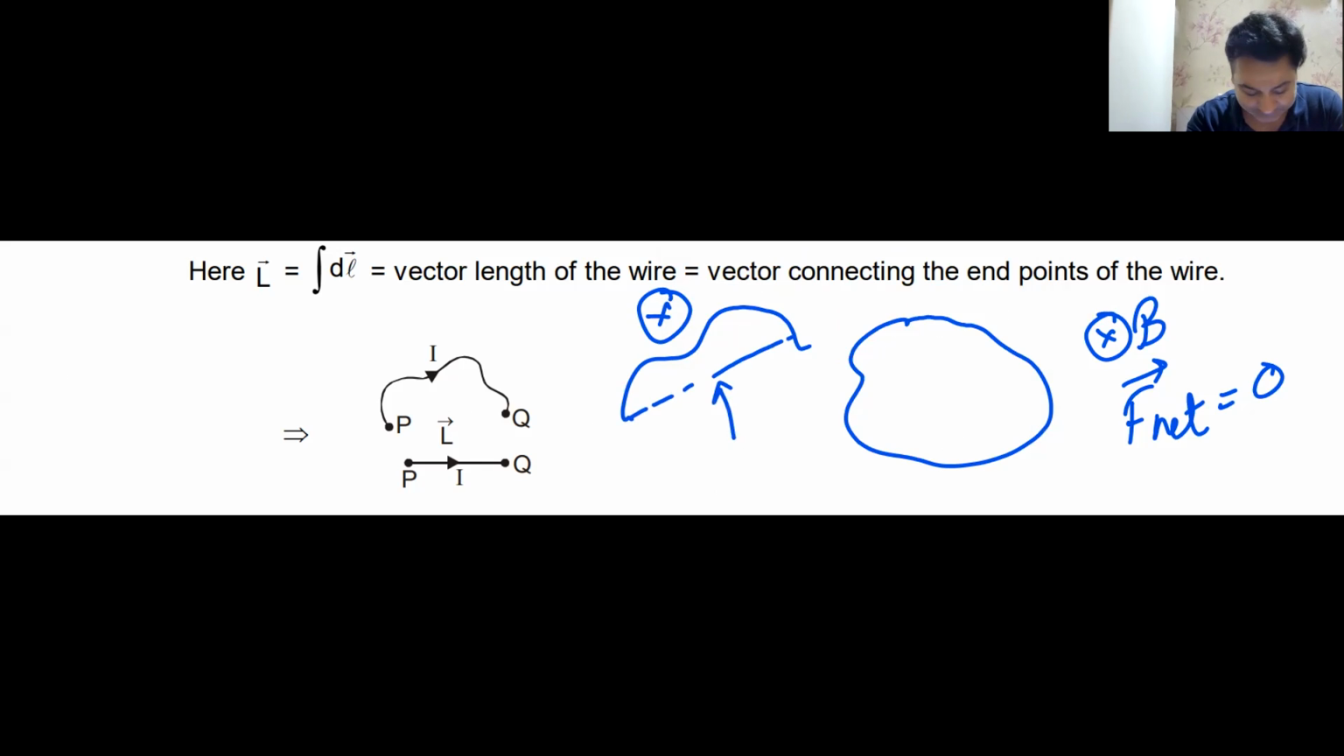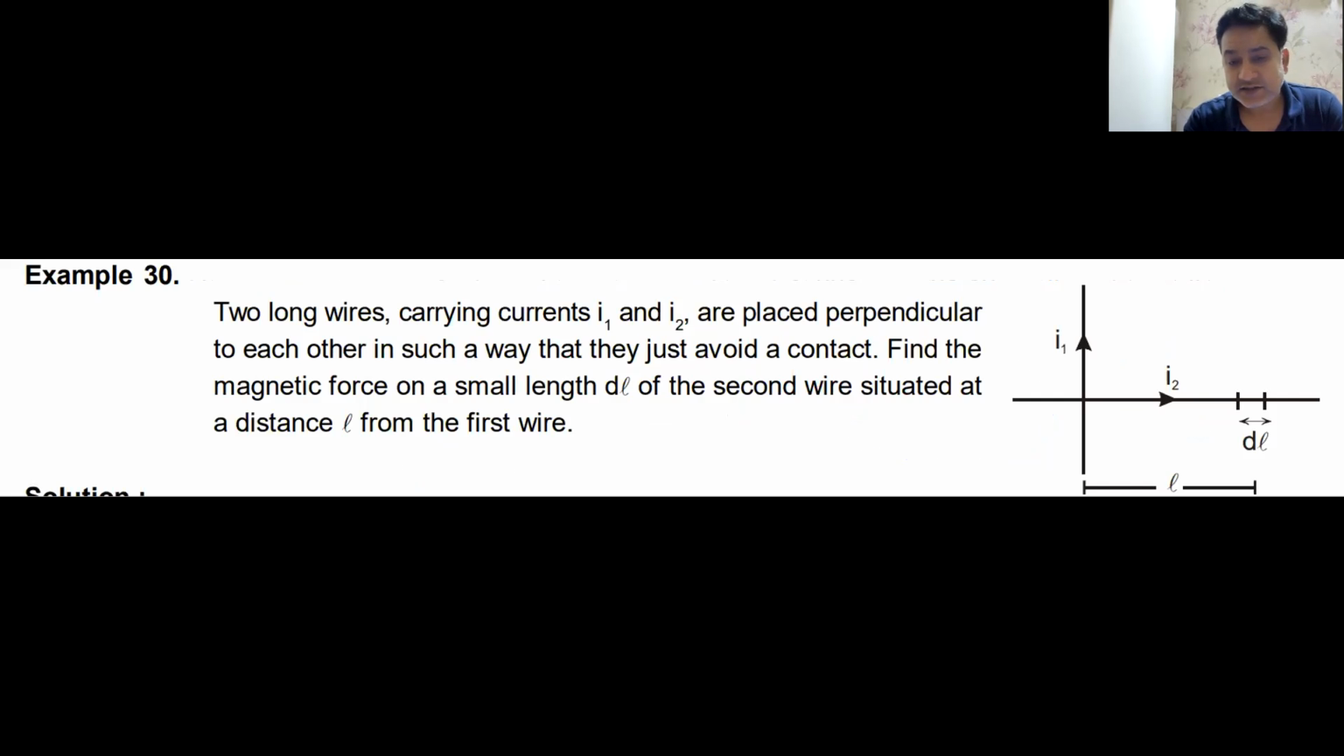Before winding up this class, I'll just ask you to solve this question. Remember, the only thing that is different in this question is that instead of the wire being placed in a uniform magnetic field, the wire is placed in a non-uniform magnetic field. A question of this nature has come in JEE some time back. So I'll request you to solve this. I'll give you 2 minutes to do this.